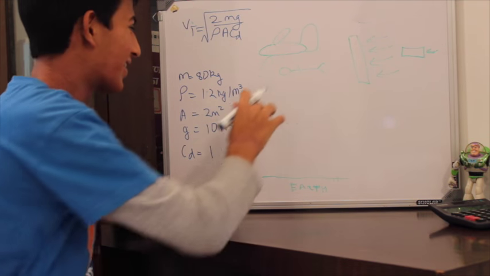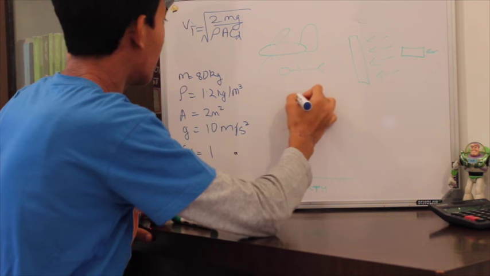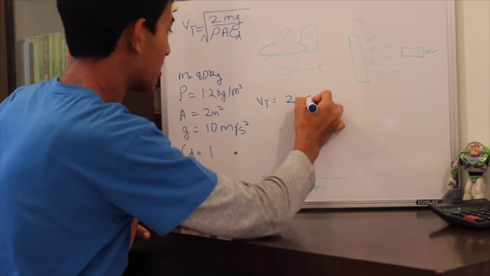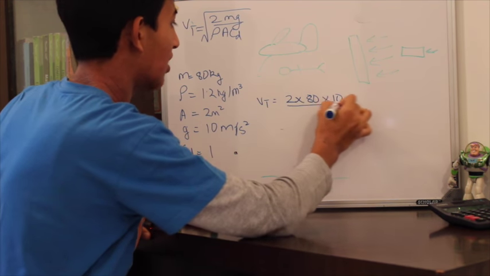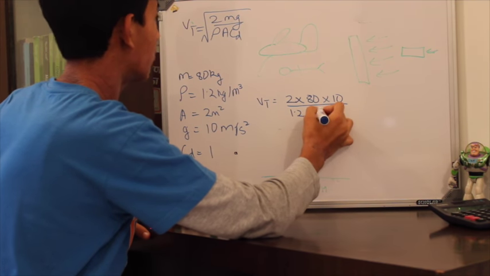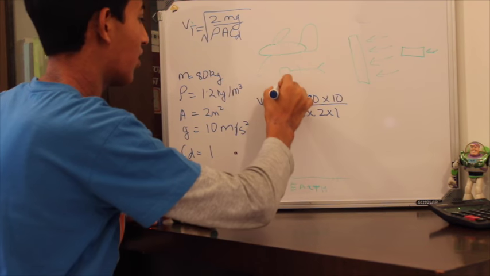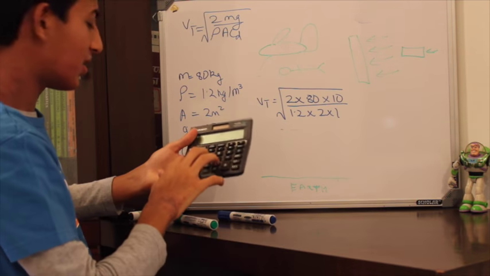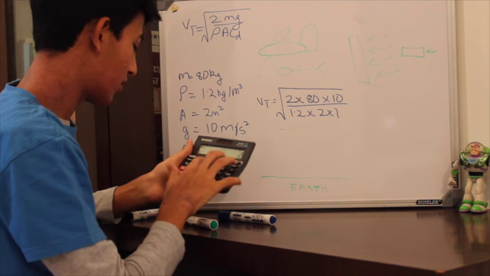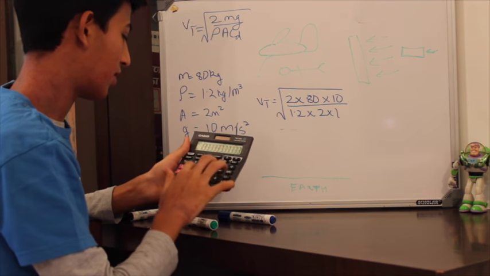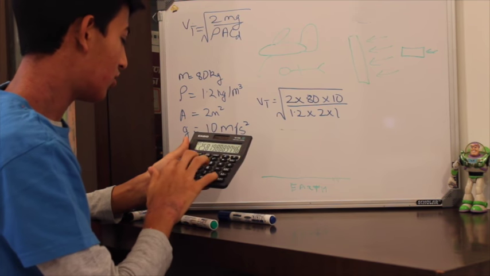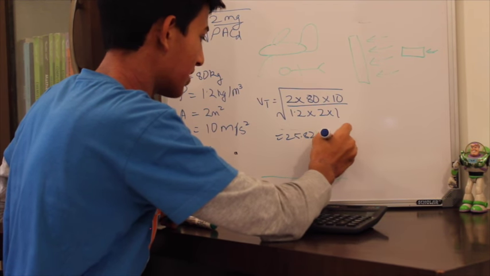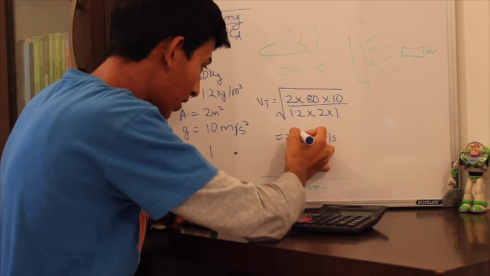You wouldn't end up like a bullet traveling at 760 meters per second. Rather, your terminal velocity will be 2 into m, which is 80, into g, which is 10, divided by the density, which is 1.2, into surface area, into coefficient of drag, whole under root. Don't miss this root. Now if we calculate that, we would get a value of 2 into 80 into 10 divided by 1.2 divided by 2 and the whole root. You will get 25.82 meters per second, approximately 25.